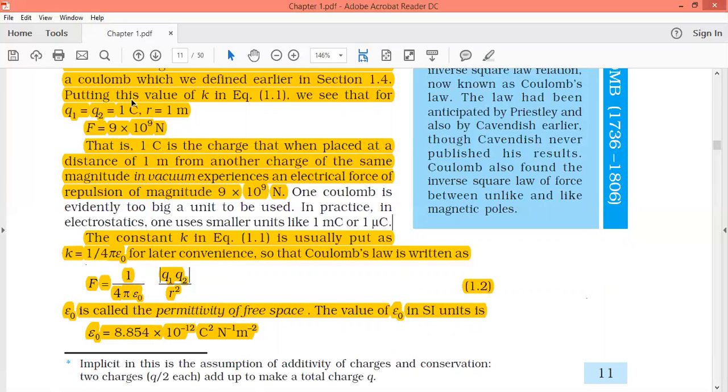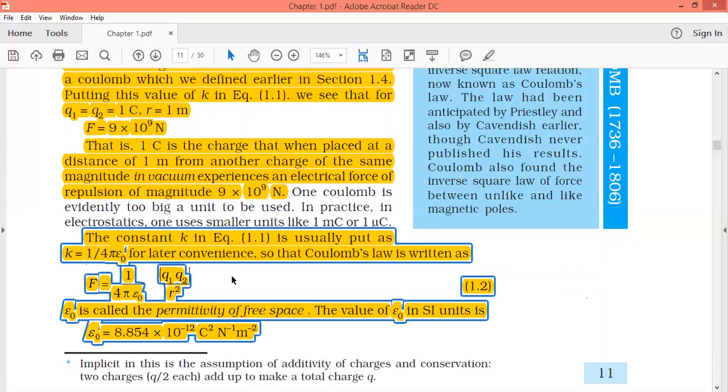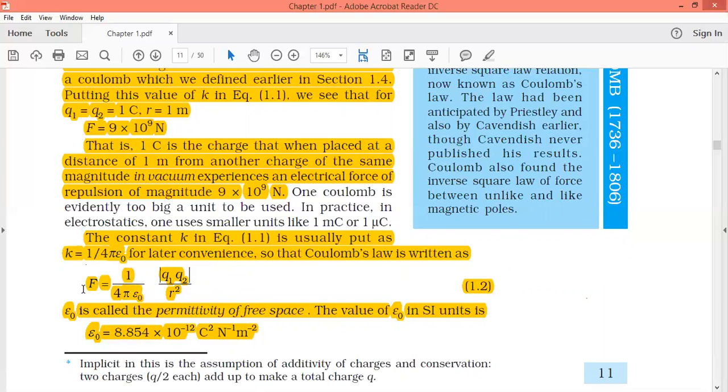Okay, so either you can remember this complete value as 9 into 10 power 9. If anybody is asked for Coulomb's law equation, we should write the same equation we are discussing here. That is F is equal to 1 by 4 pi epsilon naught mod Q1 Q2 by R square. And you should write that epsilon naught is the permittivity of free space, and you should write what the epsilon naught value is also.